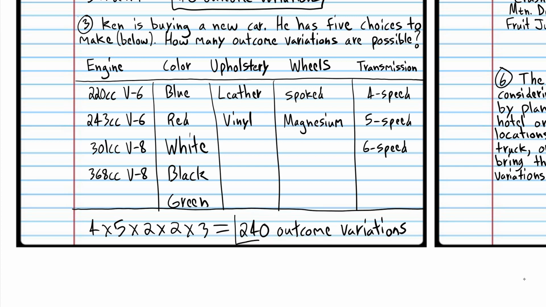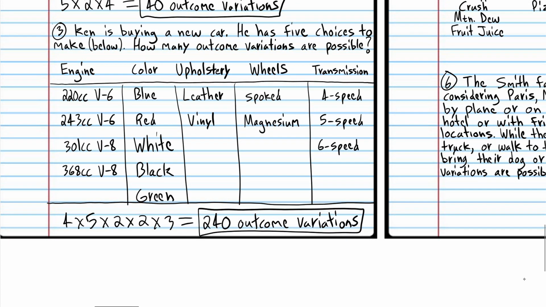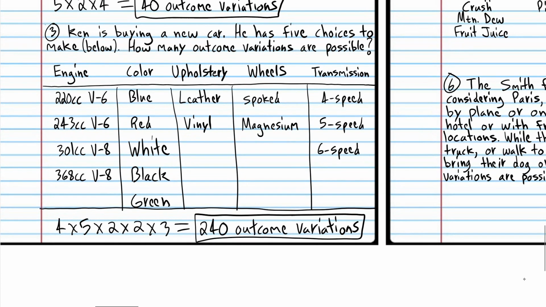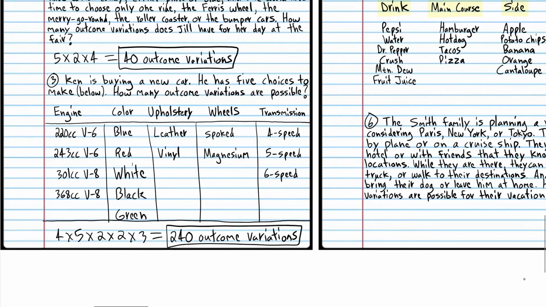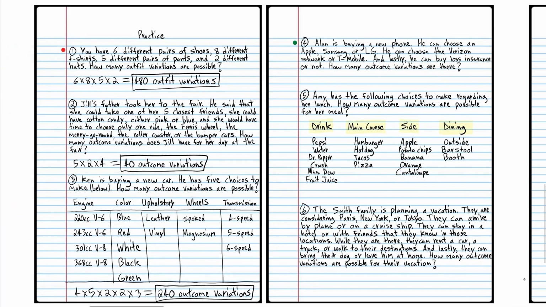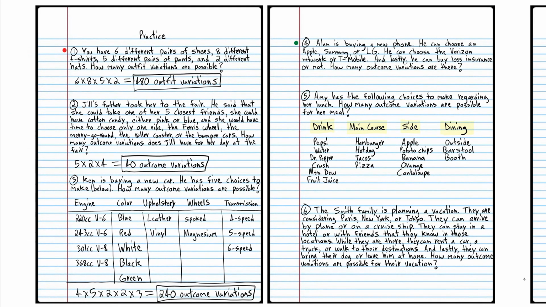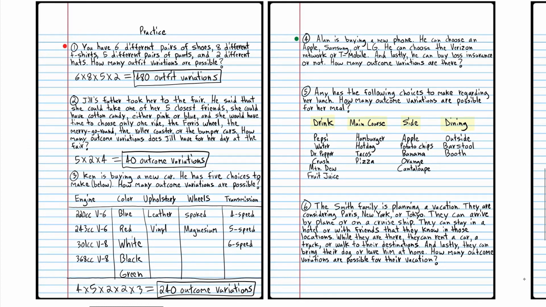So there's a lot of different ways that you can buy this car that he's purchasing. Okay, so I want you to try a problem. Go ahead and attempt number 4, and when you come back, we'll do it together.